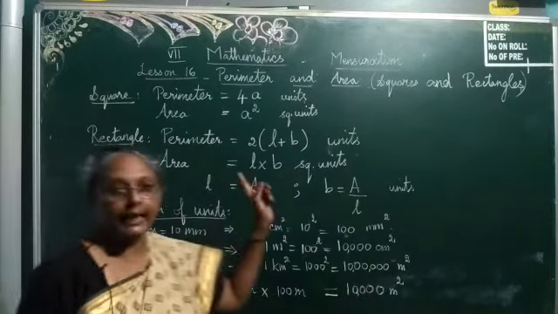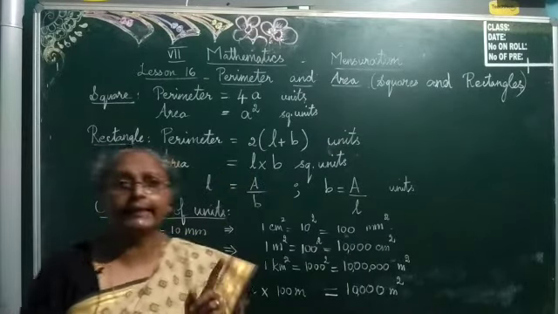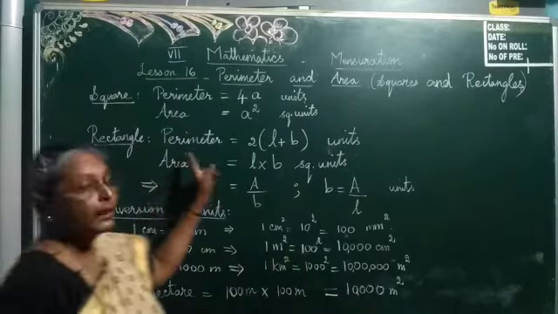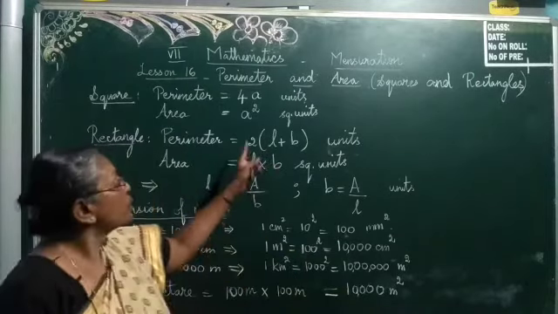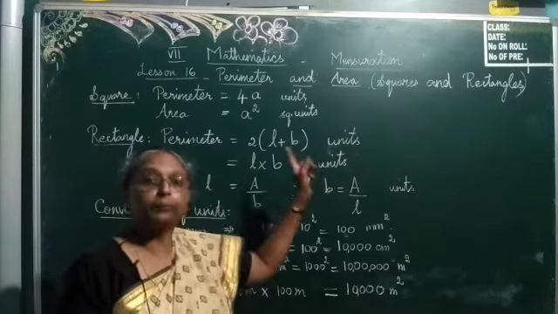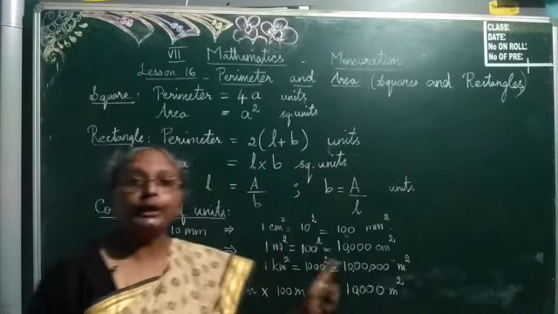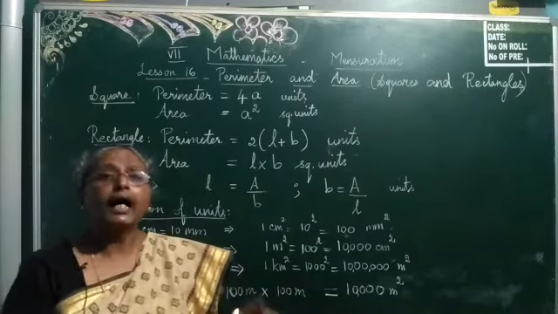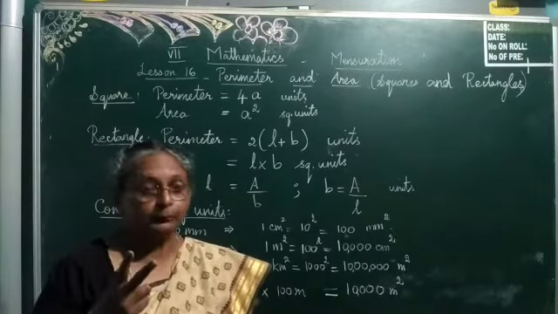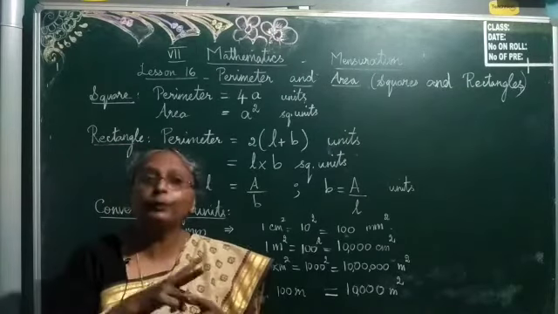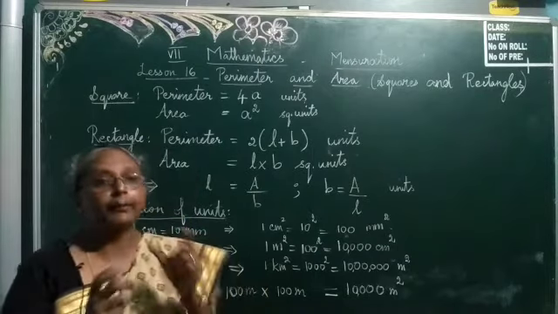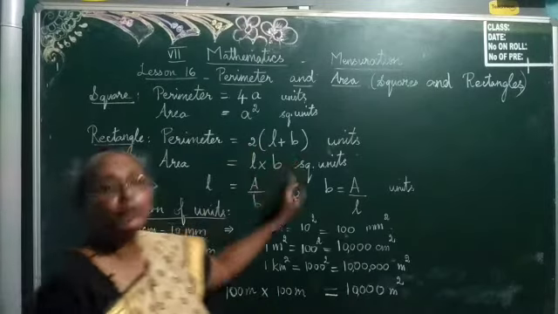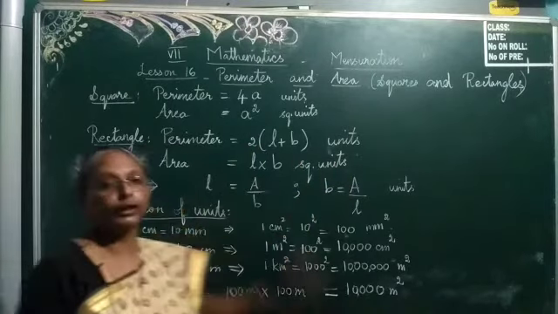Now we will see for rectangle. Suppose the length of the rectangle is taken to be L and the breadth to be B, then what is the perimeter? Perimeter of the rectangle is equal to 2 into (L plus B) units. That means the length and breadth are added twice. Because we have 2 lengths and 2 breadths for a rectangle, the lengths and breadths are added twice. So that is why we get the formula 2 into (L plus B) units for the perimeter.